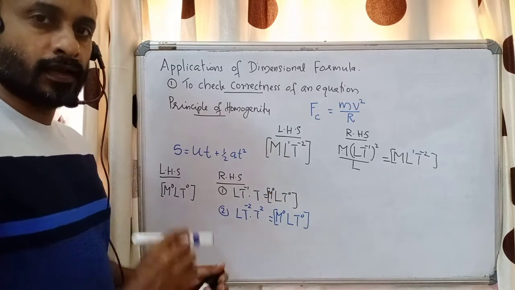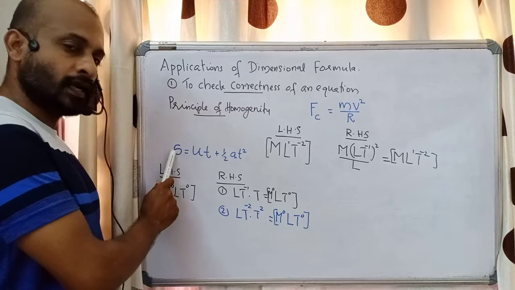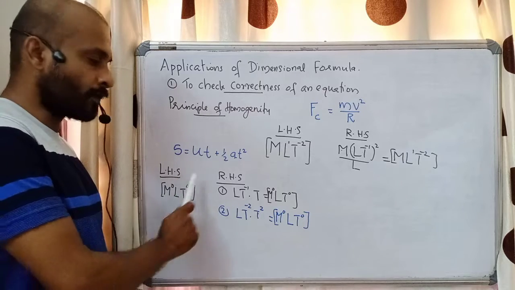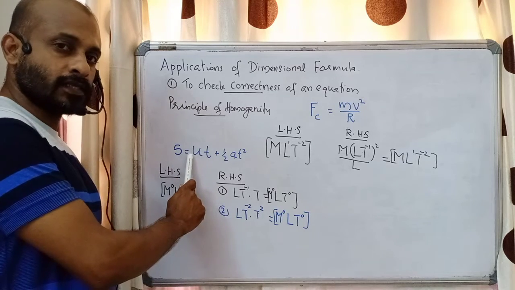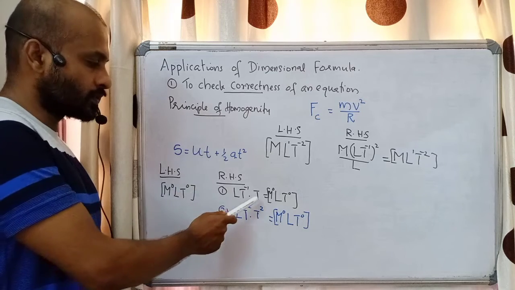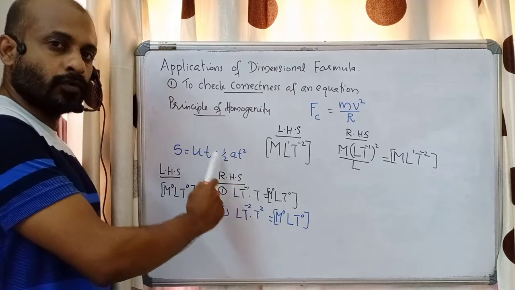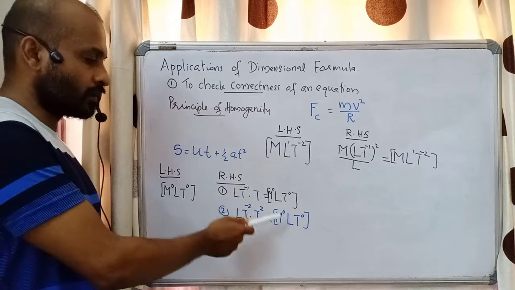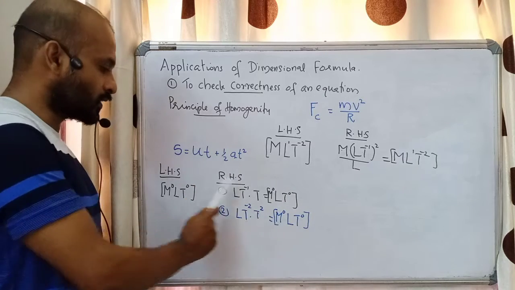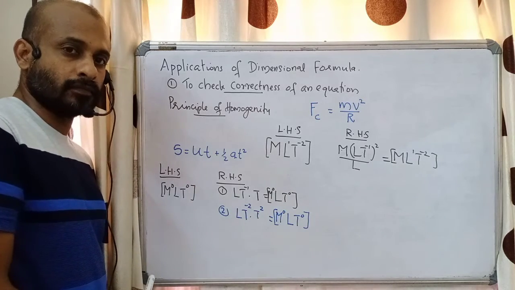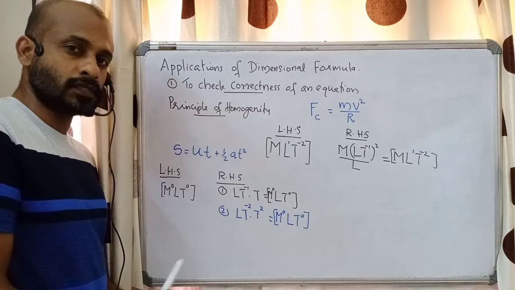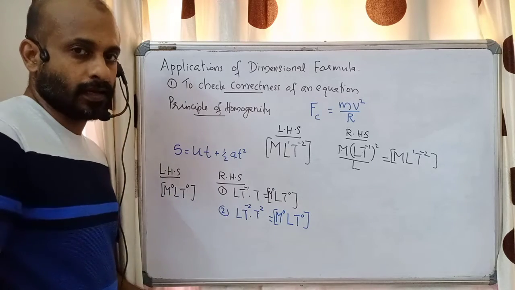So when you take term by term, the first term on the left side, only one term, this is the dimension formula. On the right side we have the first term ut, this is the dimension formula. The second term on the right side, half a t square, this is the dimension formula. All these three dimension formulas are the same. So what we can assess from this is that the equation is dimensionally correct.